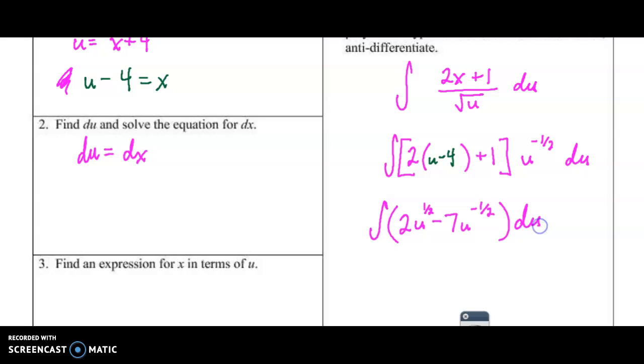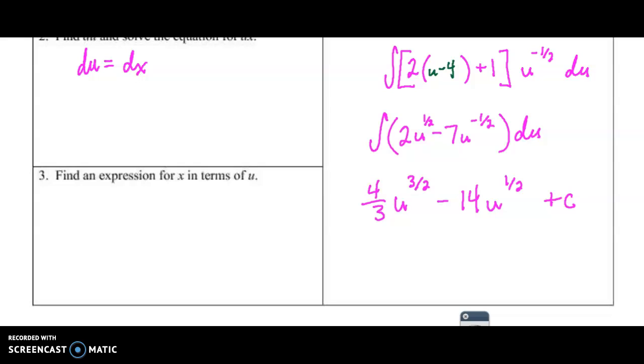I hope you're following along with how quickly I can do this. Otherwise, take it piece by piece and see if you get the same thing. Add 1 to your exponent. Multiply by the reciprocal. Well, 2/3 times 2 would be 4/3. Add 1 to your exponent. Multiply by the reciprocal, which is 2 times 7 would give me 14. Don't forget about plus c. And then go back and replace u with x plus 4. So looking at 4/3, x plus 4 to the 3/2 power.